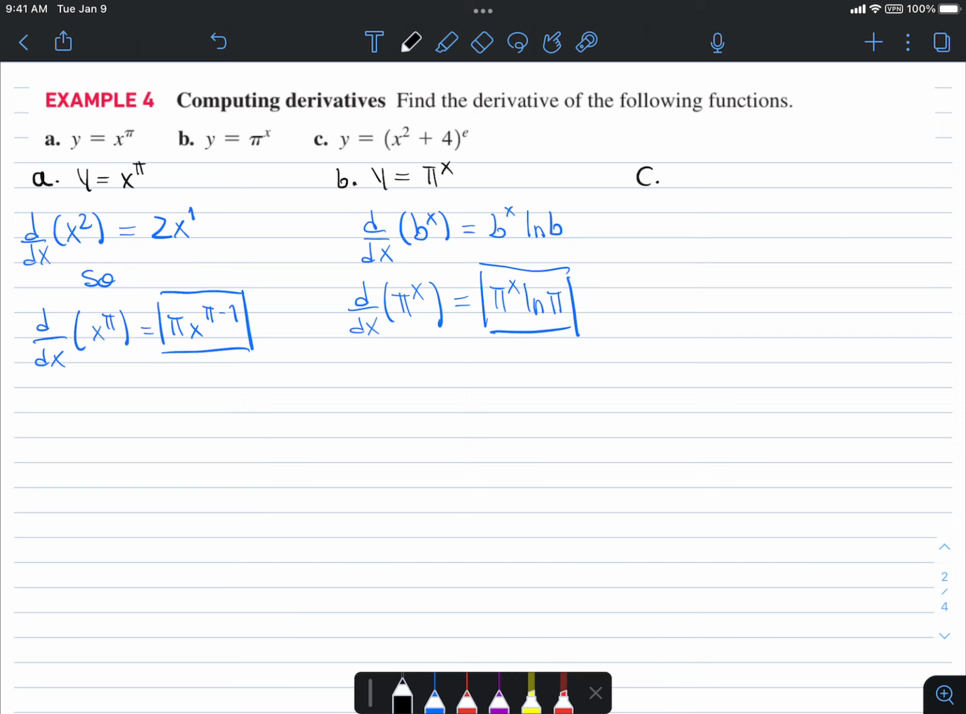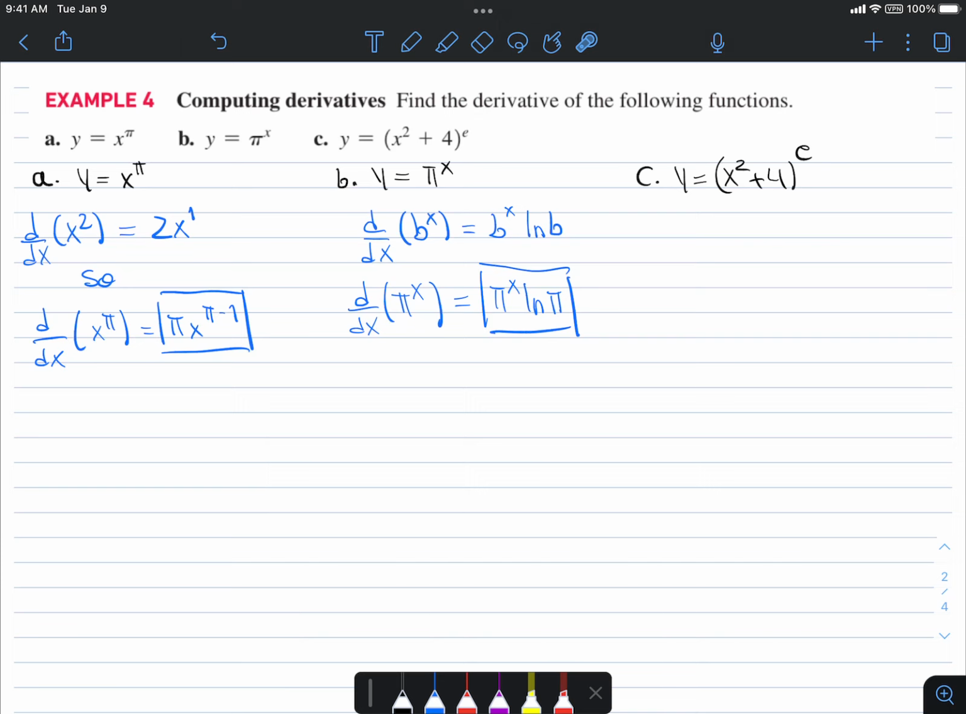Now C, we're using y equals x squared plus 4 to the e. Same thing as before, e is like pi, it's a fixed number, it's constant. Even though I can't represent it using our numerals, e is just some fixed number. So I treat this as if it were a 3 or something, like x squared plus 4, all that cubed.